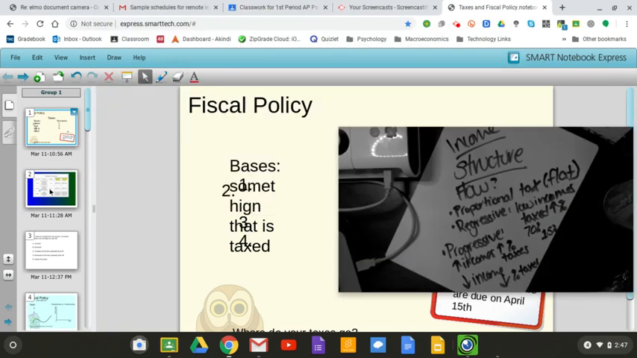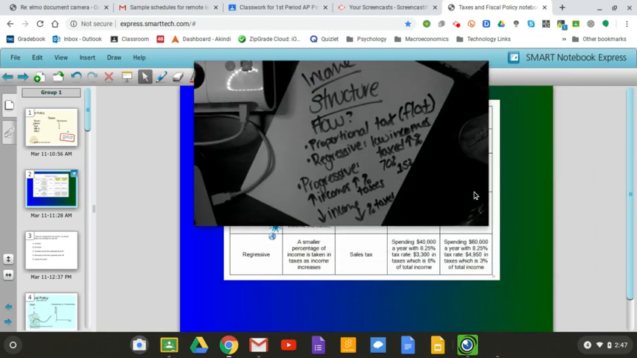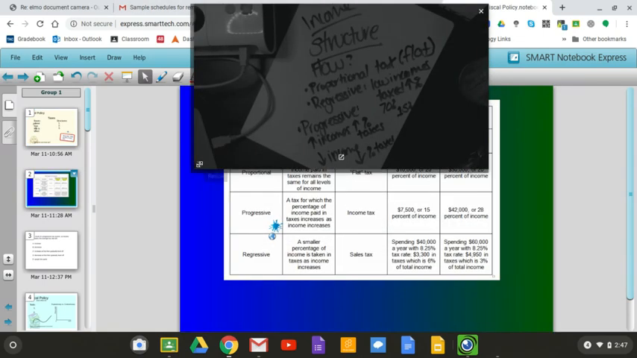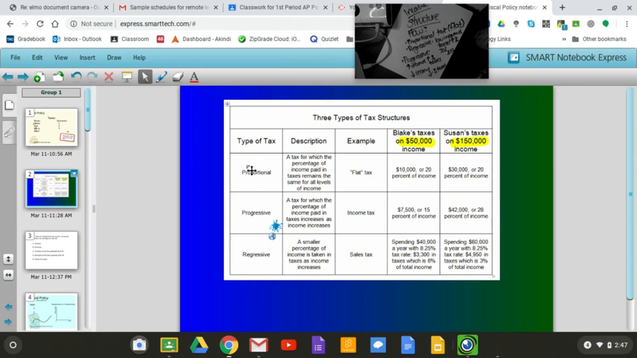Here's a picture that I give sometimes just to represent what it looks like. So we have the different types of tax structures. I gave a definition for each of these right here. Proportional, everyone's the same. Regressive is smaller if you're richer, but progressive is, as your income goes up, you get taxed more. And I have two different people.